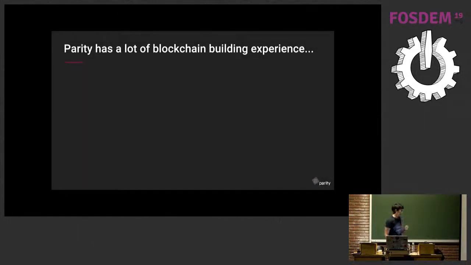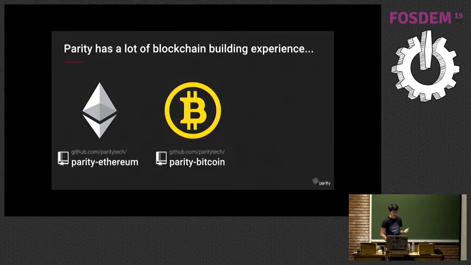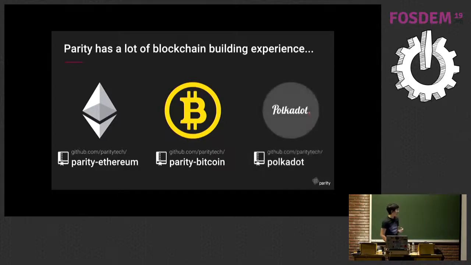On the other hand, Parity has a lot of blockchain building experience. We've built Parity Ethereum, which is probably what we're most known for. It comprises about 30% of the main Ethereum network and is used by enterprises like Microsoft and Google. We also have Parity Bitcoin, which is a robust modular client for miners, and it works on the Bitcoin and Bitcoin Cash networks. And then we're also working on a client implementation of Polkadot.